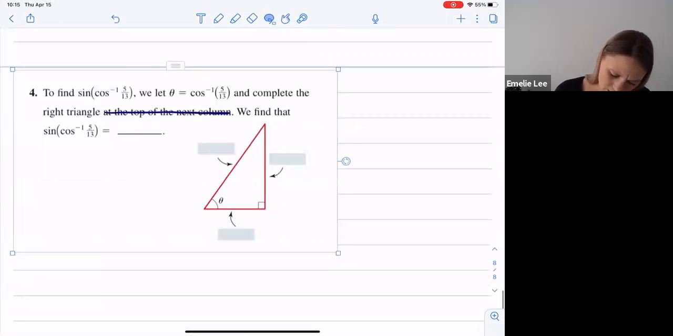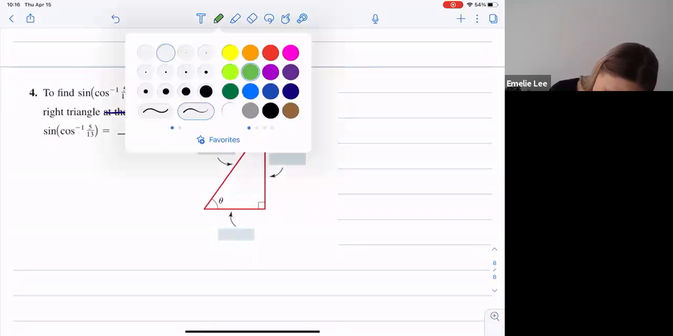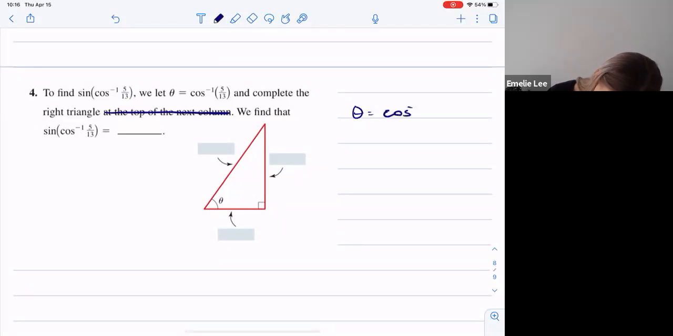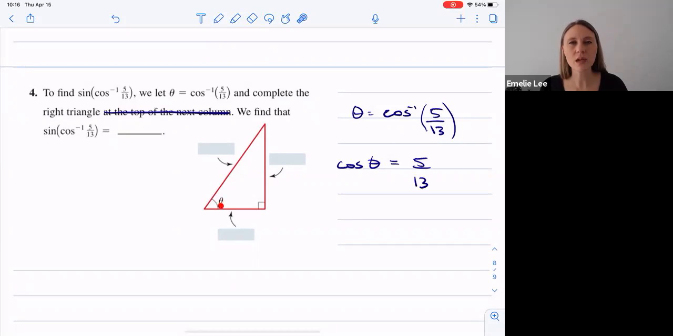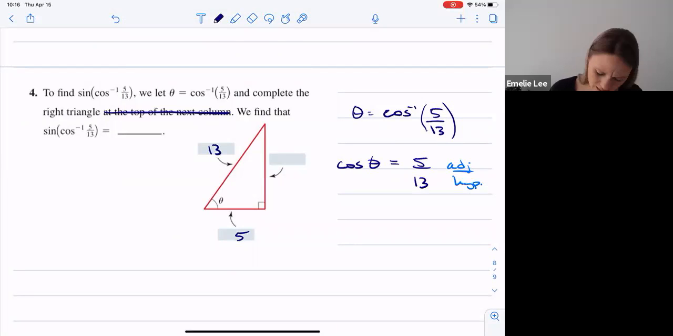I'll do it here. So again, similar situation, right? So sine of the inverse cosine of 5 over 13. Here it even holds your hand and says, okay, we're going to let theta be the inverse cosine, so whatever's inside here. And then we're going to complete this triangle, and then we're going to be able to find the sine of this thing. So if you have the inverse cosine of 5 over 13, theta is the inverse cosine of 5 over 13, which means that the cosine of theta is 5 over 13. We have theta here. The cosine is what? Adjacent over hypotenuse. So that means that this is 5 and this is 13.